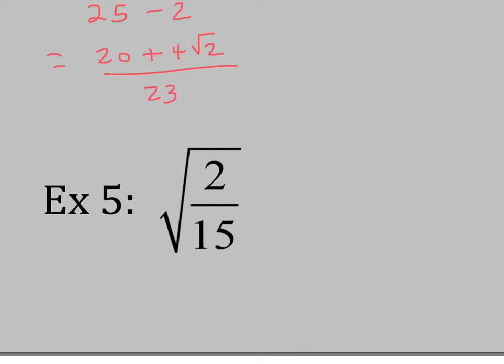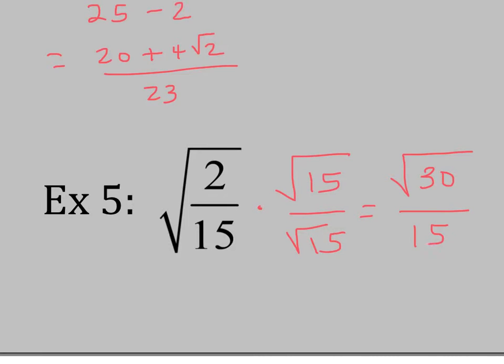Okay, so this one, example 5, does not have a conjugate. It's just one number. So what we're going to do is just multiply that by the matching square root, like so. Square root of 2 times the square root of 15 is square root of 30. And that's over 15, and that's as simplified as that one gets.